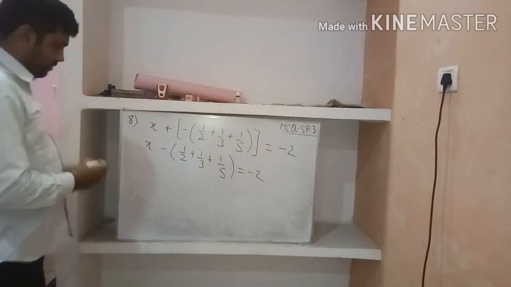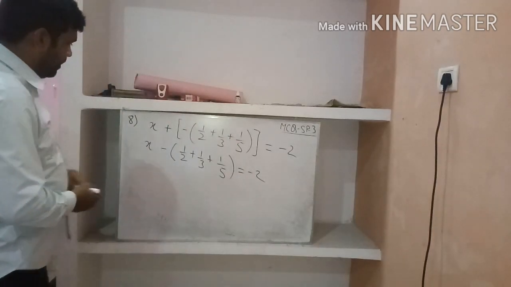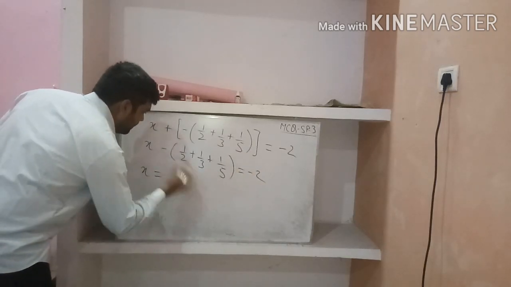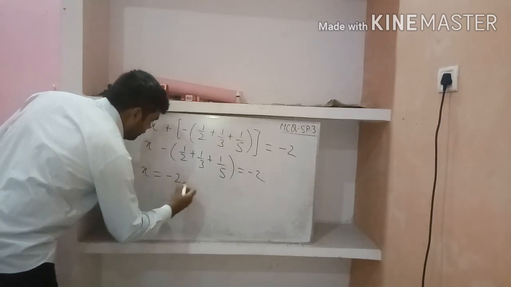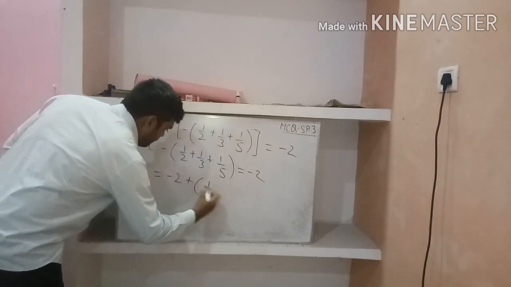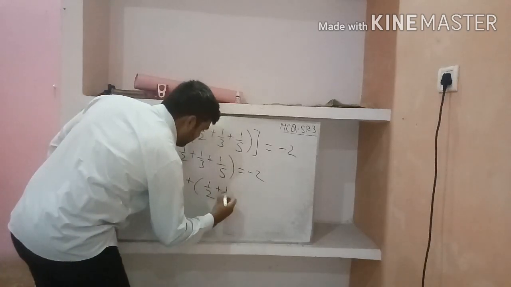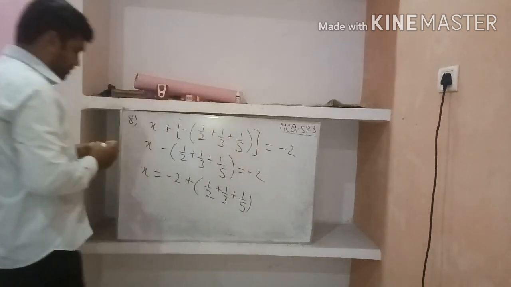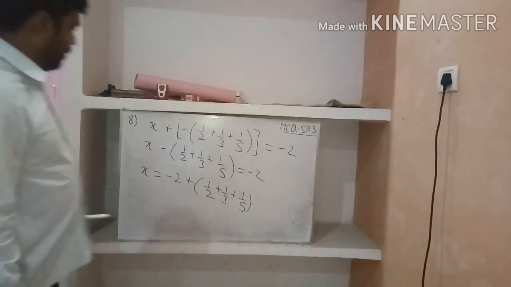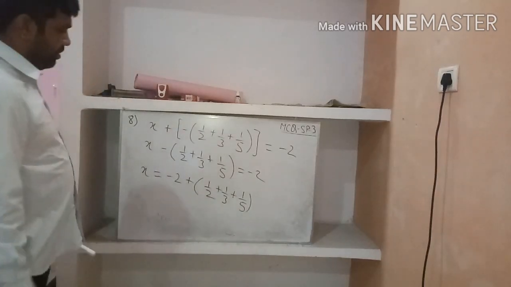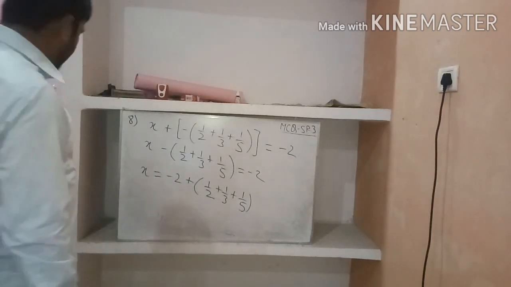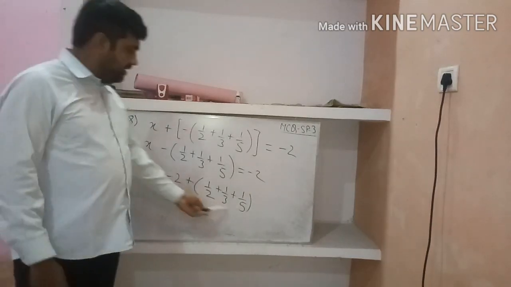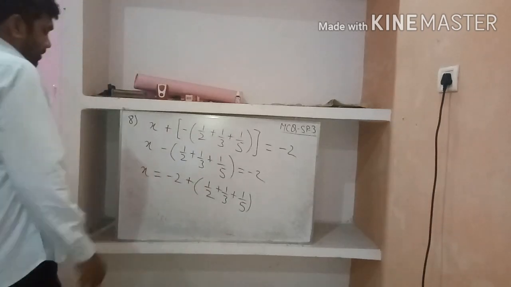In the next step we transpose this to the right hand side. So x is equal to, this will become plus, minus 2 plus 1 by 2 plus 1 by 3 plus 1 by 5. Okay, now we got this number. Now we take the LCM of 2, 3, 5. The LCM of 2, 3, 5 is 30.